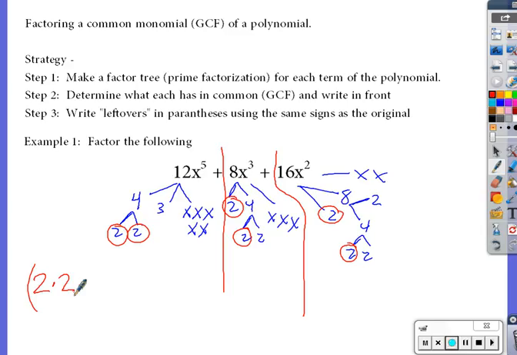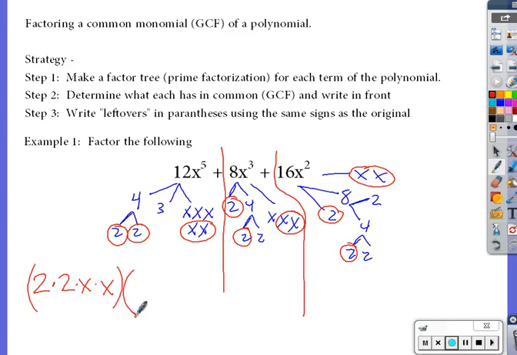3, not all of these have a 3, so I'm done with numbers. There's no more numbers they all have in common. If I look, they all have x's. Well, how many do all of them have? It looks like 2 is the most. So I could write 2 x's out here if I wanted to, or I could just write it as an x squared.